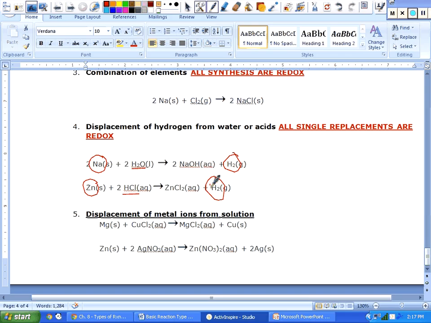Last one. I want you guys to do number 5, those two. See if you can figure out what's oxidized and reduced in those last two, and we'll stop. Yeah, do 5. See if you can figure out what those are. Oh, yes, 4 on y'all's. I'm sorry. Yeah, do both of those.